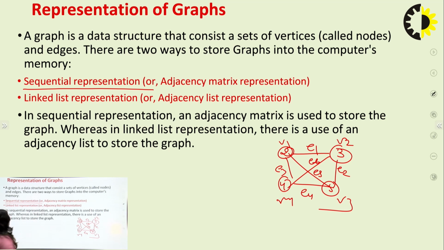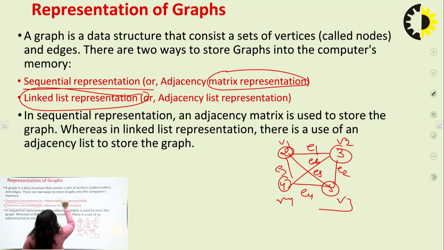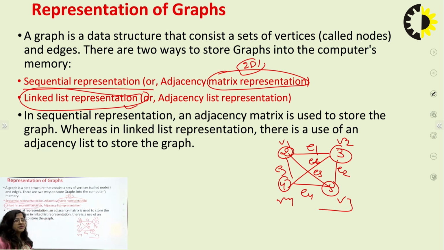First one is sequential representation. Sequential representation means adjacency matrix representation. Matrix means 2D array representation in our system. And the second representation is linked list. Here the connections are stored using a linked list. It means two vertices are connected and it is stored in different nodes. So here we use either a 2D matrix or a linked list representation easily.